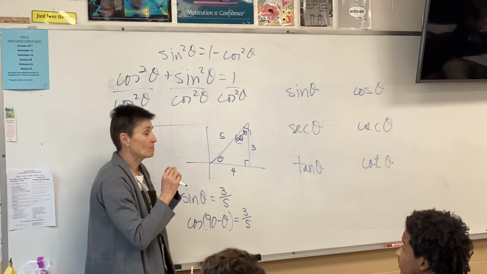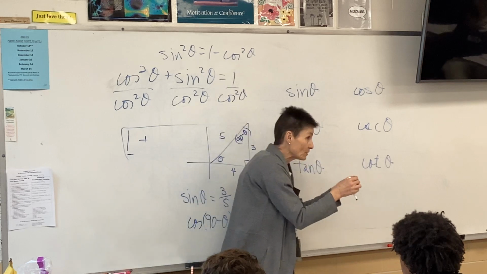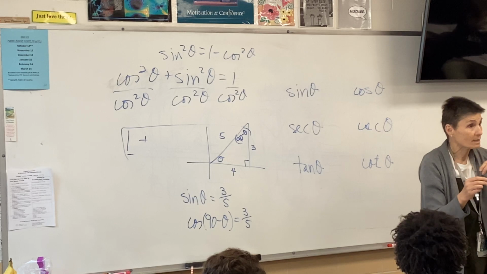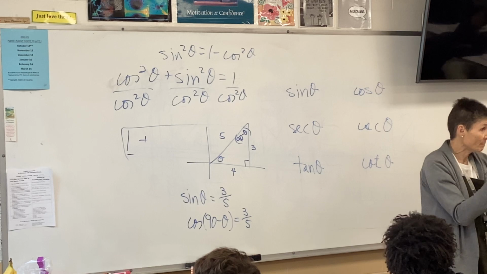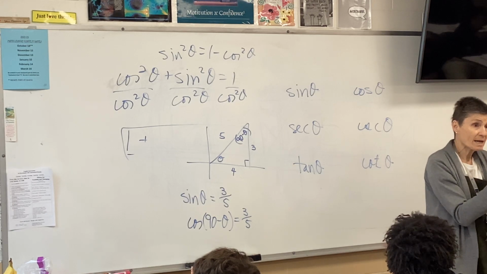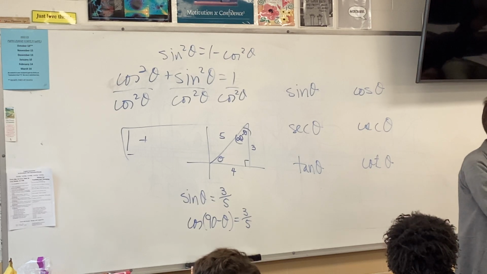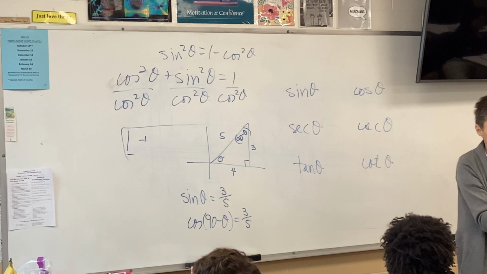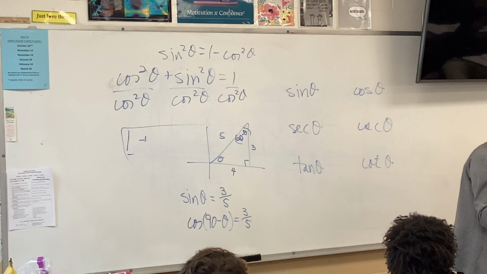That's what it means to be a co-function. The sine of 50 degrees is the same as the cosine of 40 degrees. So when you have complementary angles, angles that add up to 90, the sine and the cosine of those angles are equal. So the sine of 10 is the cosine of 80. Likewise, the secant of 5 is the cosecant of 85. You see what I'm saying?